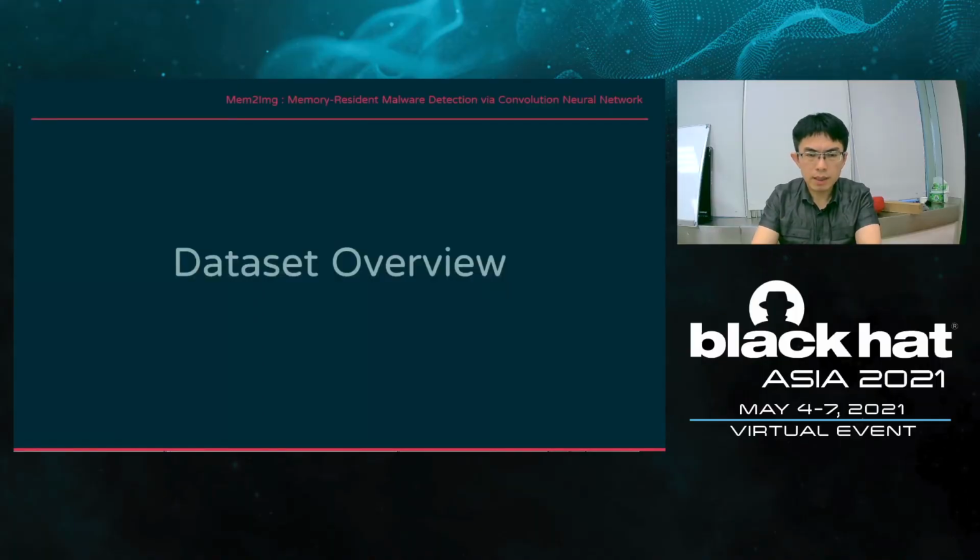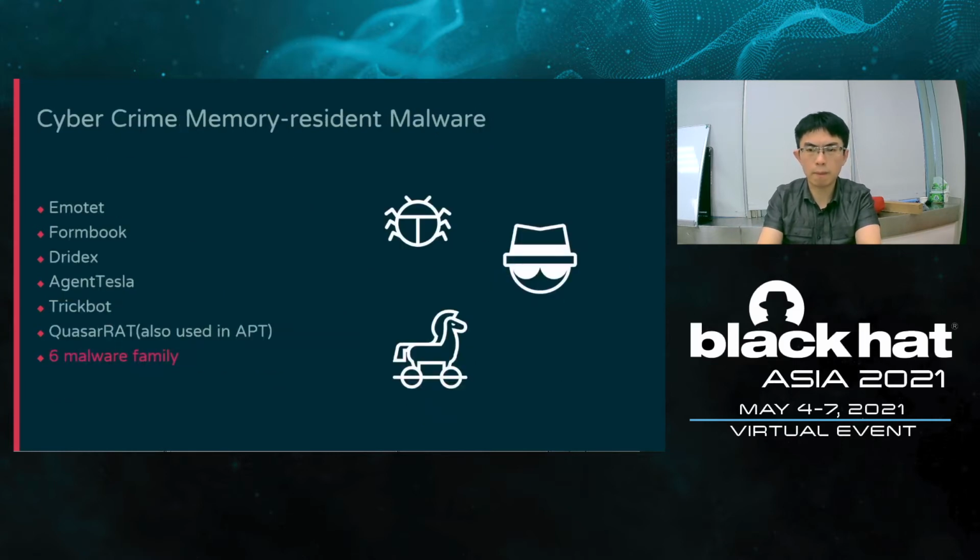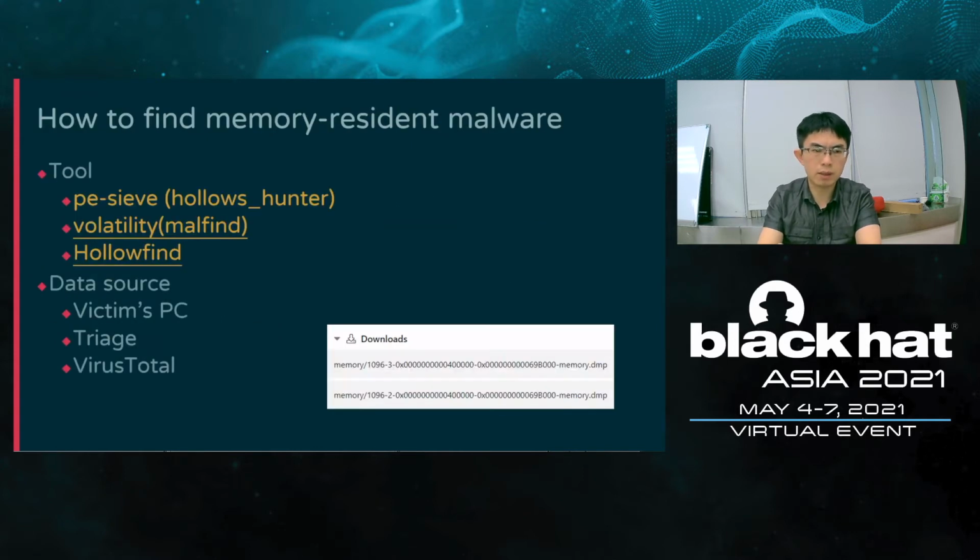The dataset overview of the machine learning. Before the experiment, we prepared a total of 21 malware families. They are actively used by APT groups in the Asia region, including APT32, APT37, APT10, APT27, Winnti, etc. We also include some cybercrime malware families, including Emotet, Phorpiex, Redex, etc.